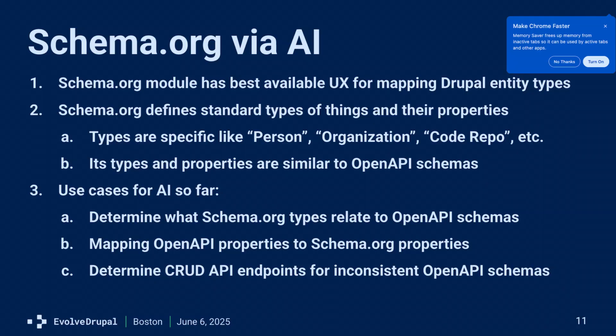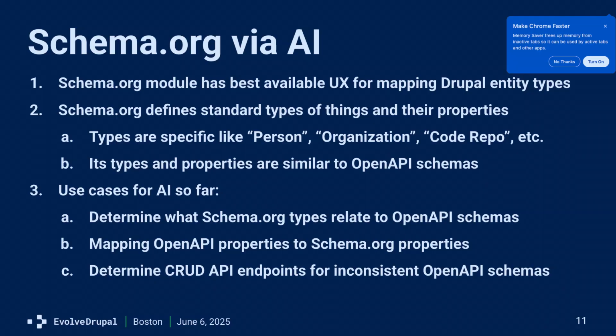The schema.org module has become really popular, and schema in general is an organized way of mapping information. So we're also going to be looking at the schema.org type and developing a translation or an integration with schema.org to let the API have different types. A use case right here is determining what schema.org types relate to the Open API schema, mapping them, and then determining what those endpoints are.